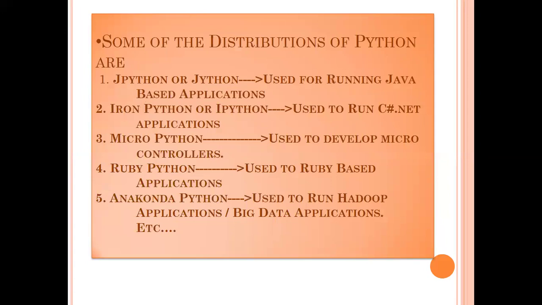JPython or Jython is used for running Java-based applications. IronPython is used for running C#.NET applications. MicroPython is used to develop microcontrollers. Ruby is used to run Ruby-based applications, and Anaconda is used to run Hadoop applications. Hadoop means big data applications.